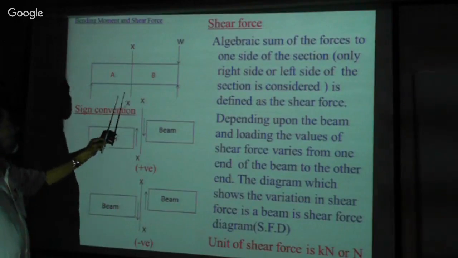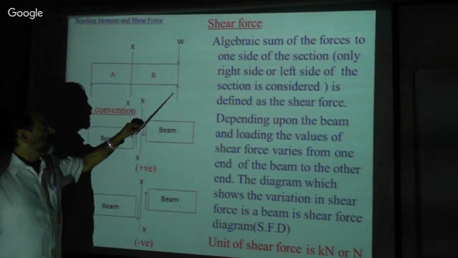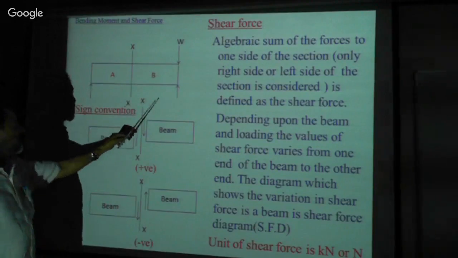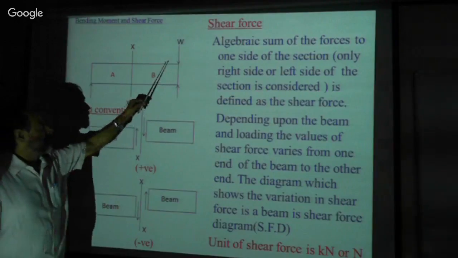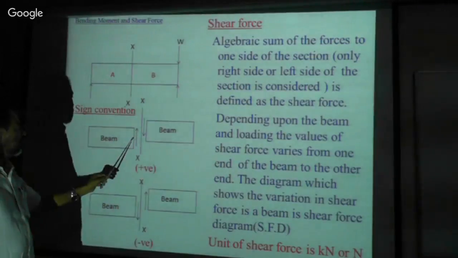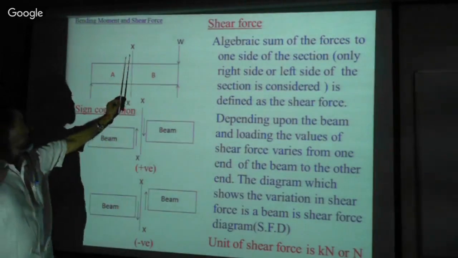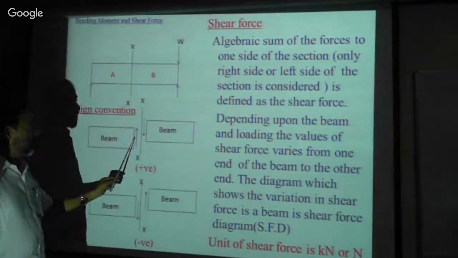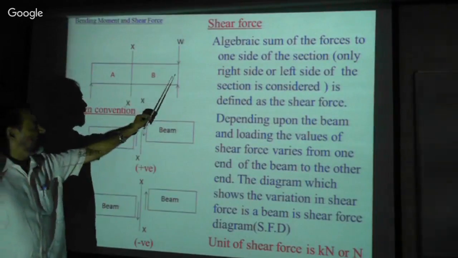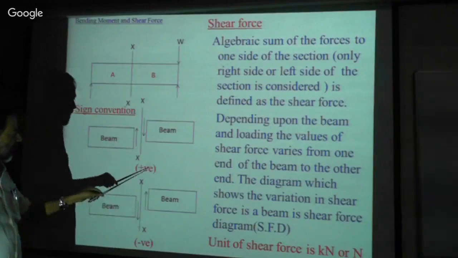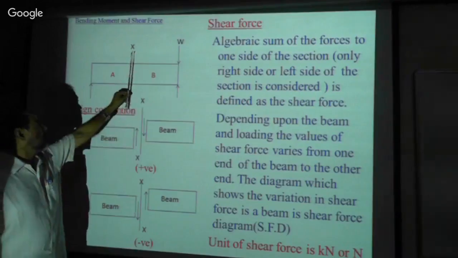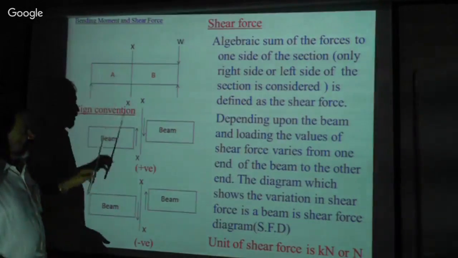Now, for example, if you consider the right section, there is one reaction and a W load acting. The sum of these two, one is upward, the other is downward. The result of this is the shear force. If you consider the left-hand side and get an upward shear force, it is positive. If you consider the right section and get a downward force, it is positive. Similarly, vice versa, we will get the result. In any section, we can calculate the shear force.